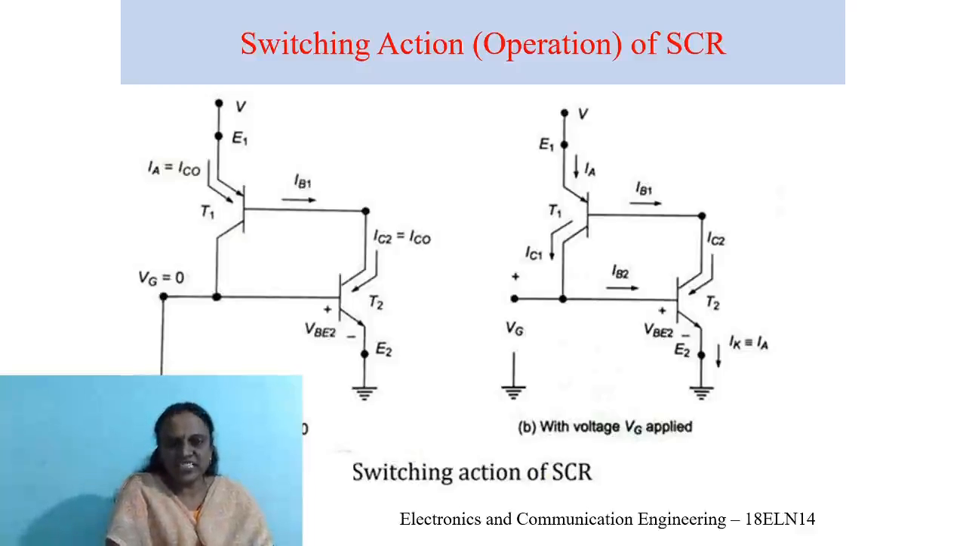When Vg is equal to 0, the current doesn't flow and the SCR is in the off state. When Vg is applied, the current flows and the SCR is in the on state. Okay, so this is the switching action of an SCR.